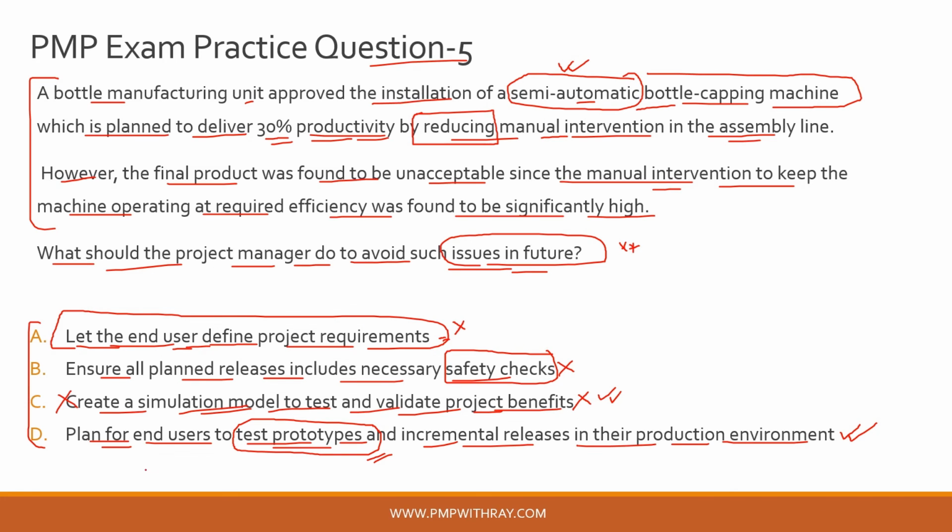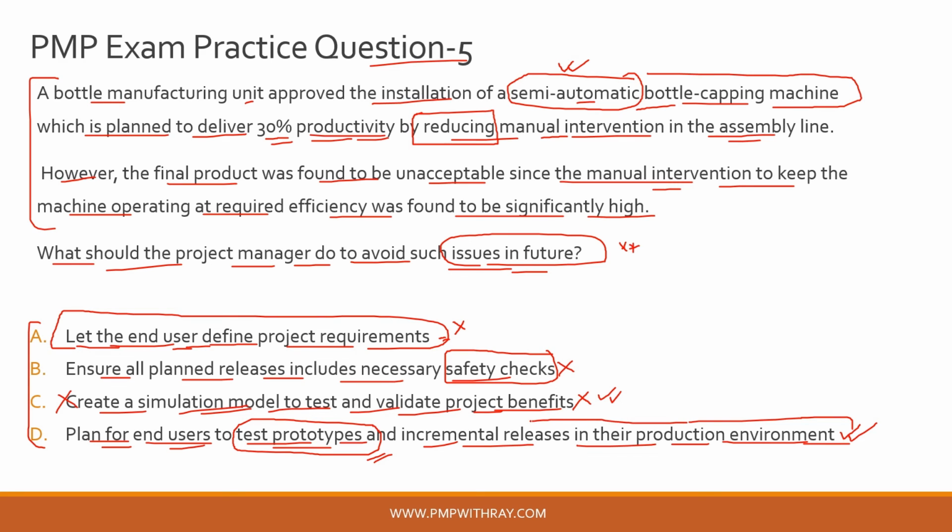And the correct answer to this question is option D, which is planning the end users to test the prototypes, which are like miniature models, or let's say very simplistic models of the basic operation with which the bottle capping machine will be working. So once the prototype is successful, you can slowly introduce that change within your manufacturing line and see the performance or the reliability of that, and slowly ramp it up to match your target standards.